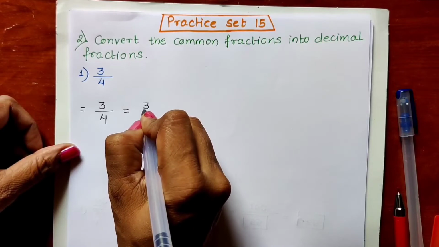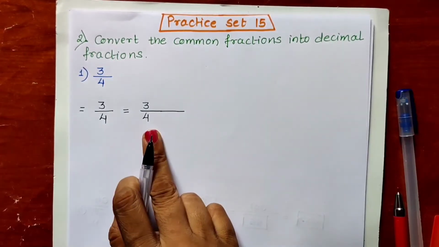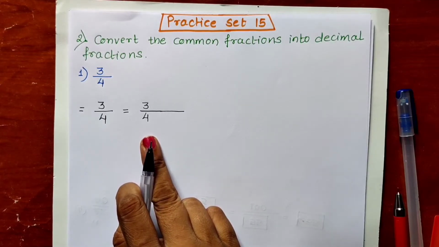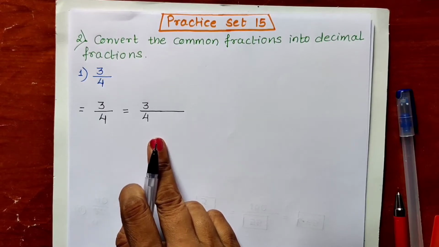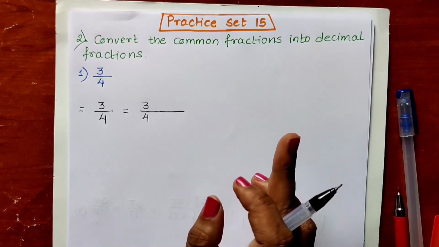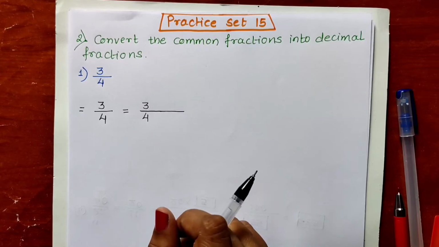So I write it as 3 upon 4. Now see children, if I multiply 4 by 2, I get 8. 4 3s are 12. So if I multiply by any number, I will not get 10. So if I am not getting 10, I will check whether I can get 100 in the denominator.